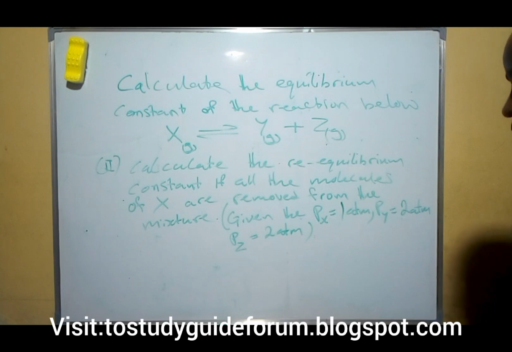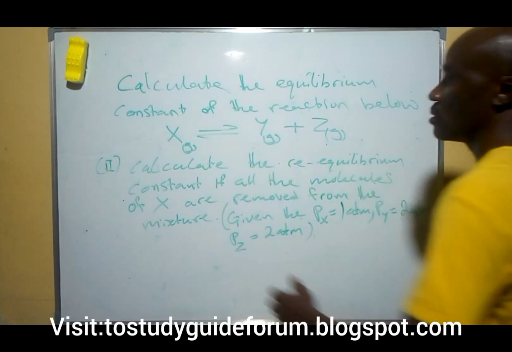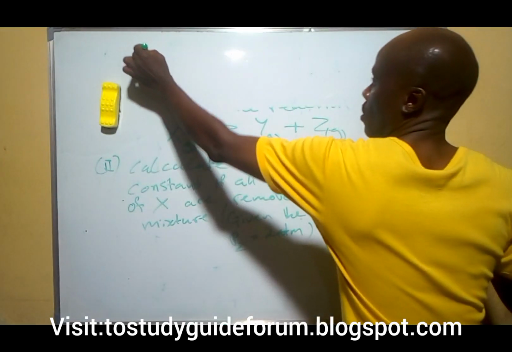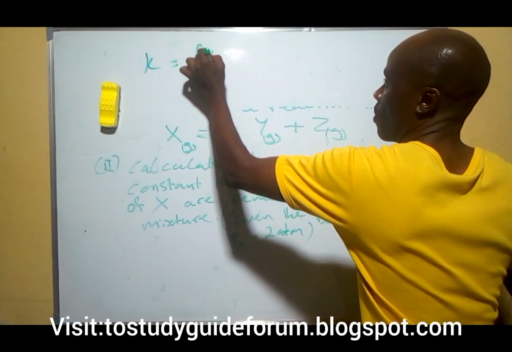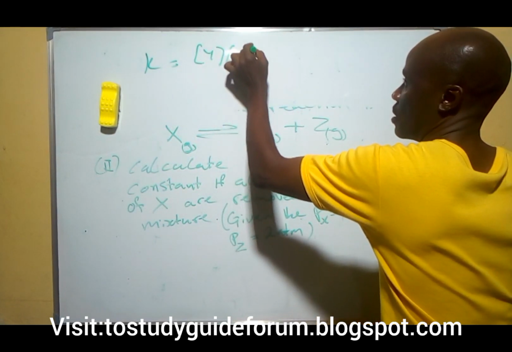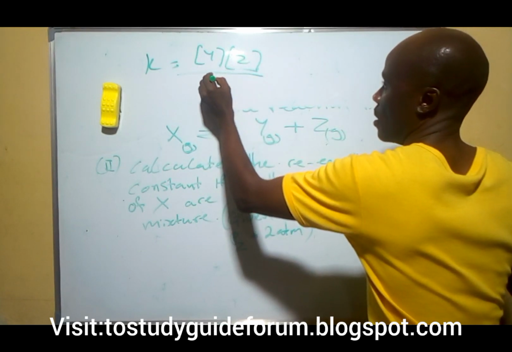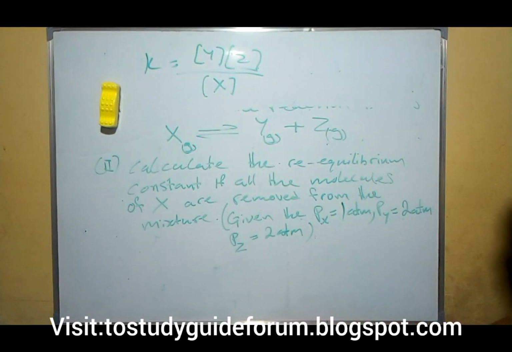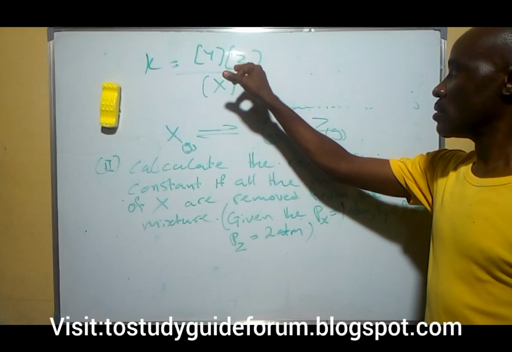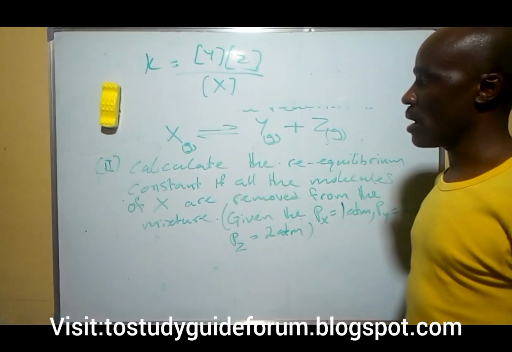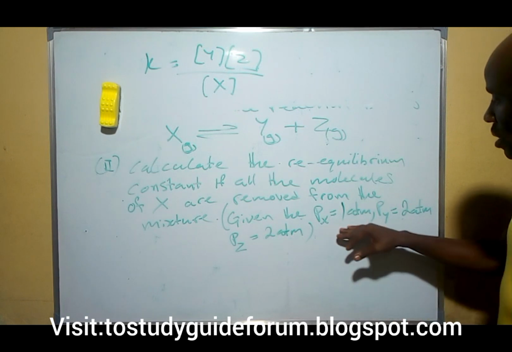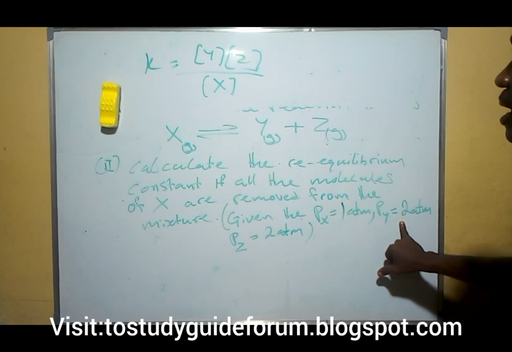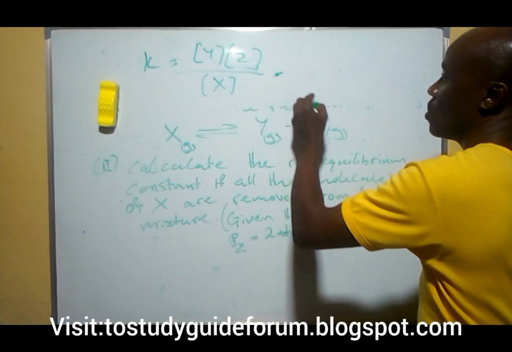So to calculate the equilibrium constant, the constant is equal to the concentration of y, z, over the concentration of x. Based on this, we have the concentration of x to be 1 atmosphere, and that of y and z are both 2 atmospheres.